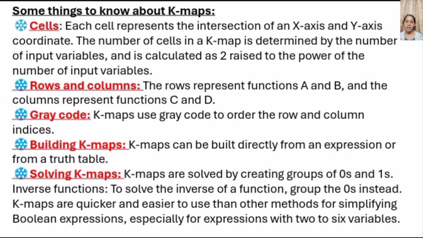Building K-maps: K-maps can be built directly from an expression or from a truth table. Solving K-maps: K-maps are solved by creating groups of zeros and ones. Inverse functions: to solve the inverse function of a function, group the zeros instead. K-maps are quicker and easier to use than other methods for simplifying Boolean expressions, especially for expressions with 2 to 6 variables.